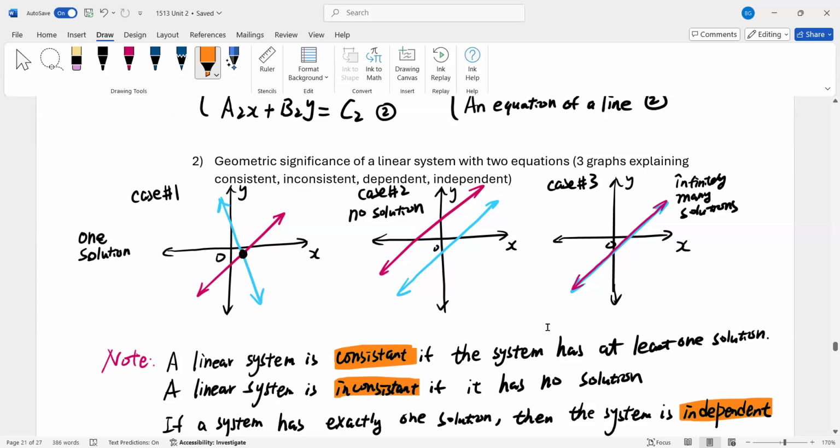Let's look at case 1. Case 1 has a solution, right? So consistent. It has exactly one solution, so independent. Let's look at case 2. Case 2 has no solution, so inconsistent.